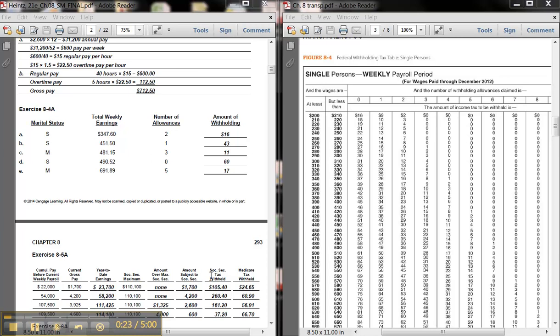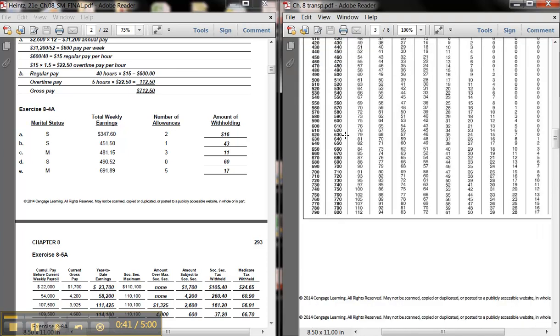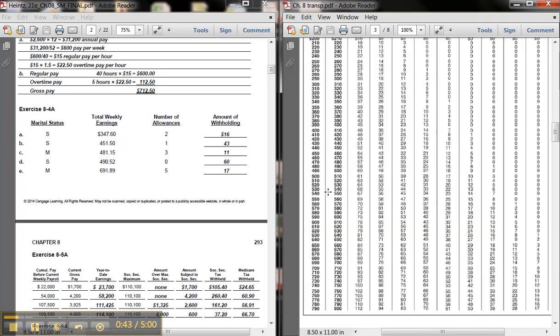Now the answers are there in front of you, but on the right hand side of your page we have our tax bracket withholdings, and we're going to show you how to use these to find the answers that you need. So the first thing it says, our first individual is single. So the first thing I want to do is make sure to find the one that says single. The one below here is for married persons. So I'm on the right one.